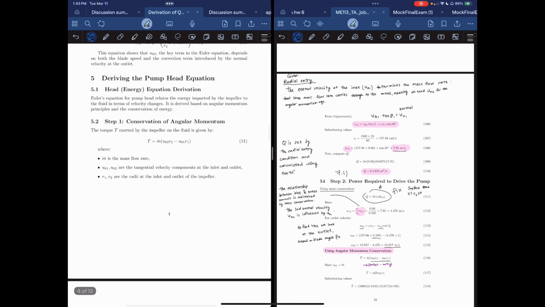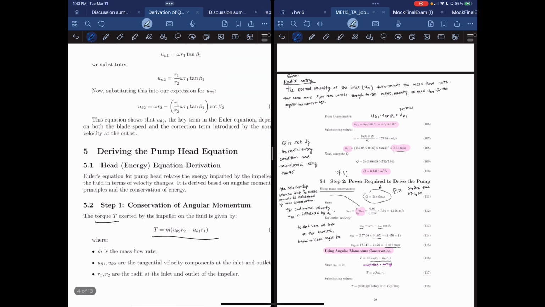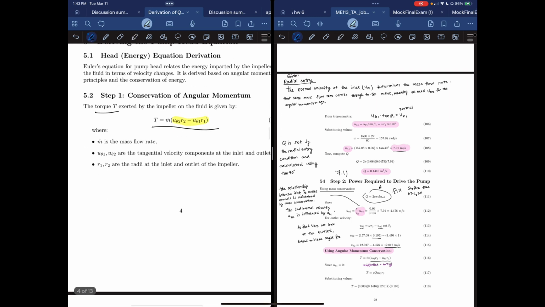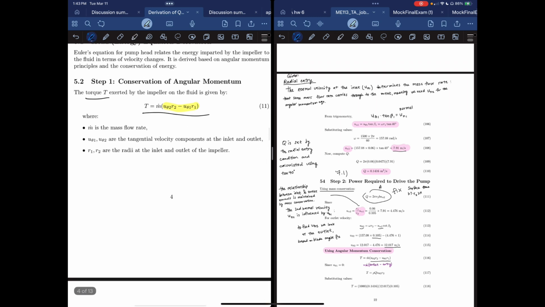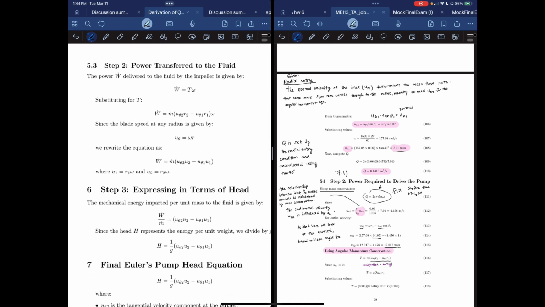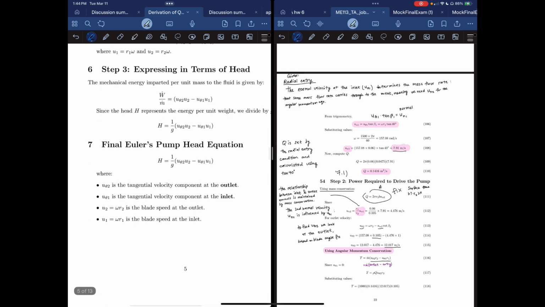Okay, so continuing, we have the conservation of angular momentum used to find torque. So then we plug in using the velocity triangle variables right here. Tangential velocity components of the inlet and outlet and the radii of the impeller. Then to find power, we plug it in, and this is the final equation.